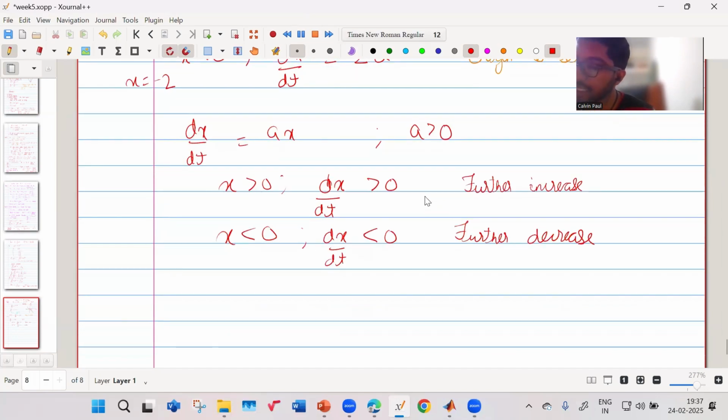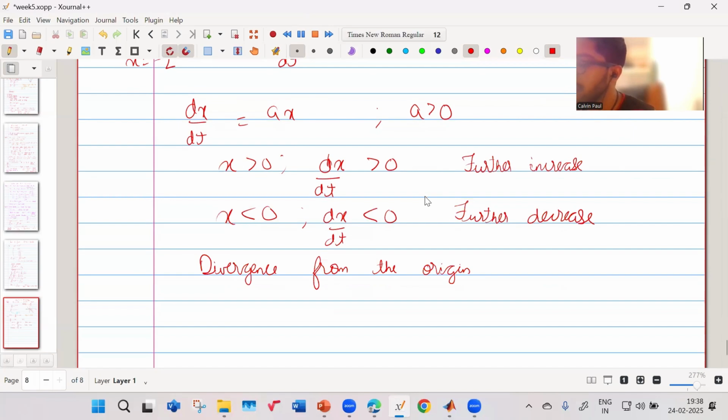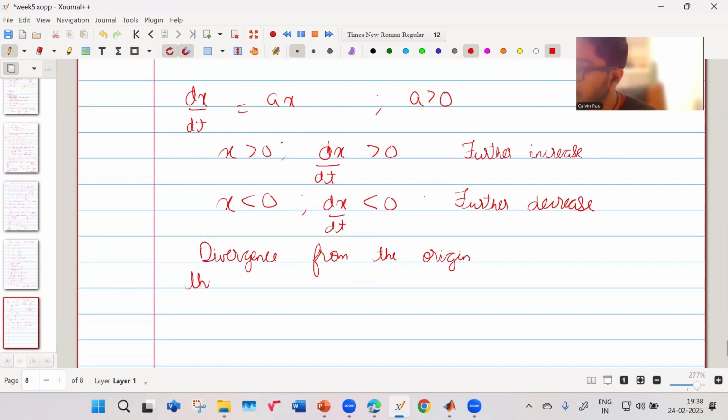So what does this mean? There's a divergence from the origin. That means the equilibrium point, the origin, which is the equilibrium point under study, is unstable. Okay, it is unstable.